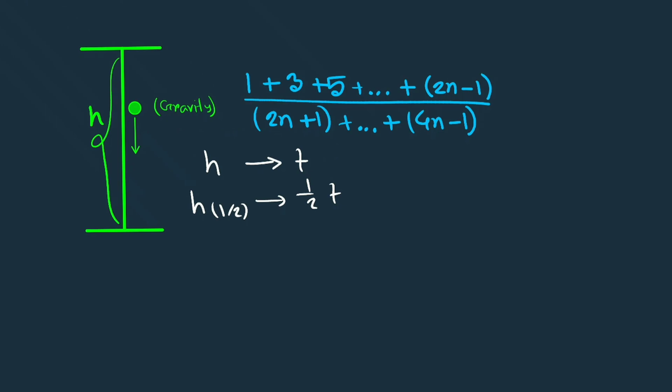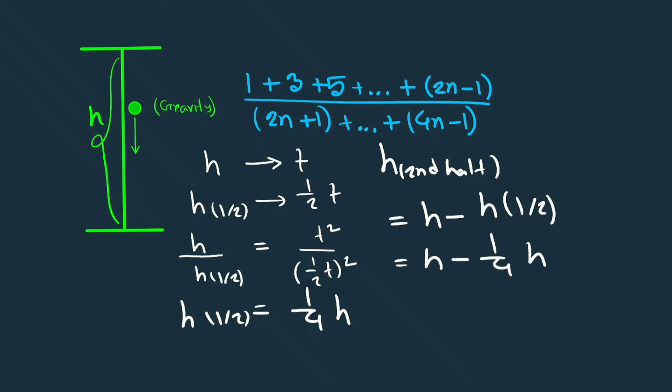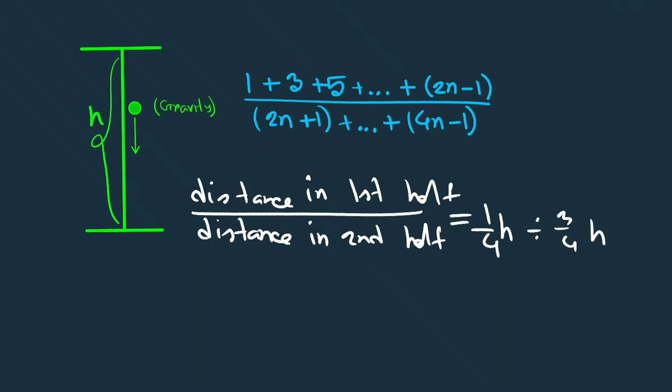Then according to Galileo's law, we have h of half equal to 1/4 of the total distance h. That means in the second half of the total time it covered 3/4 of the total distance. The ratio of distance covered in the first half of the time and second half of the time is equal to 1 over 3. This is how Galileo found this pattern, and this is the reason it is called Galileo's pattern. This derivation shows how profound the connection between physics and mathematics is.